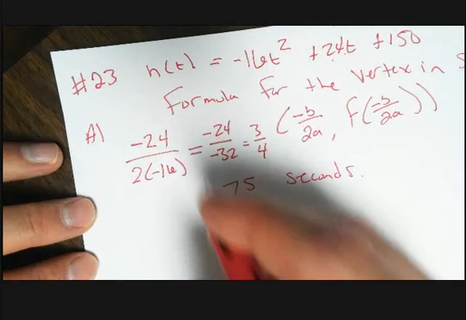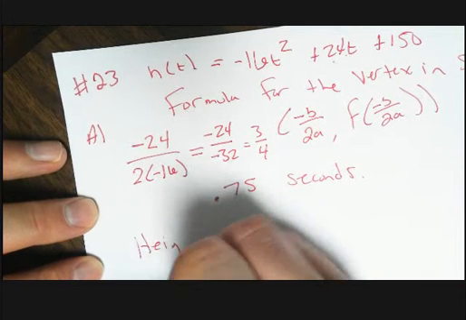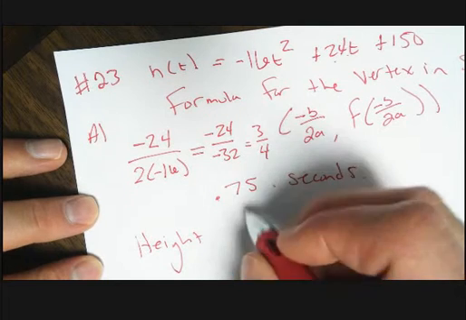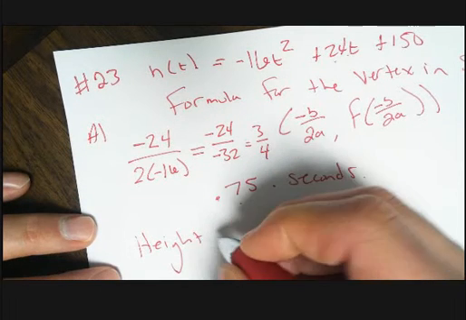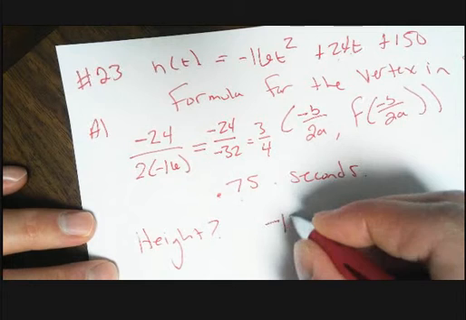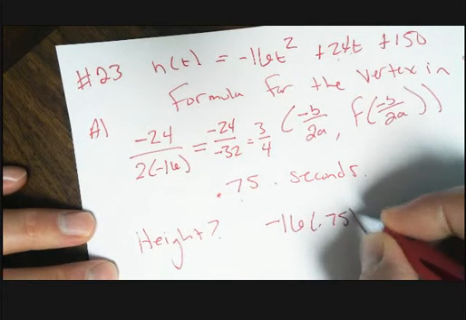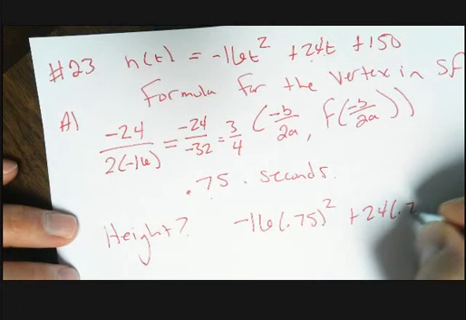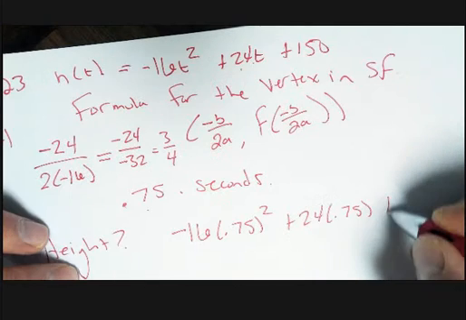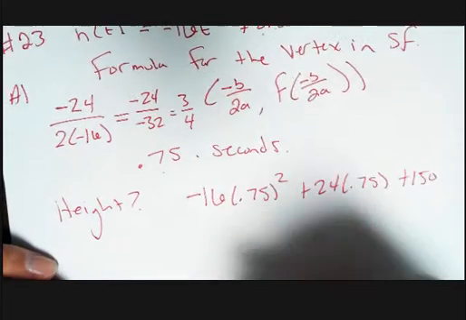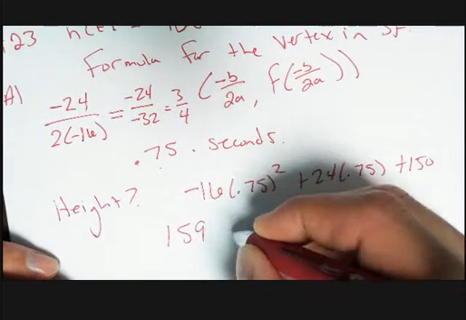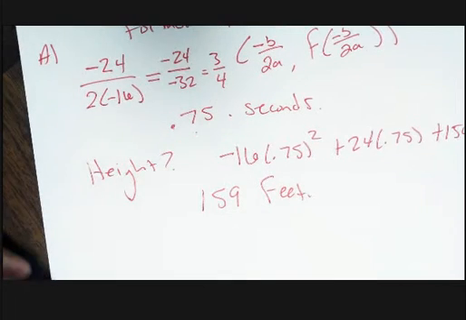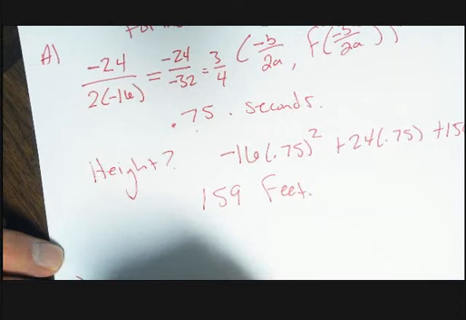And then there's the next part. It says height. Well, if we found the seconds it took to reach the height, we're just going to take this value right here and substitute it into the original equation to determine what that maximum height actually was. And if we type this in our calculator, we are going to get 159 feet. Okay, it's 159 feet.